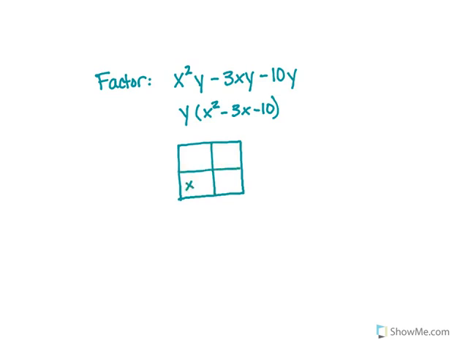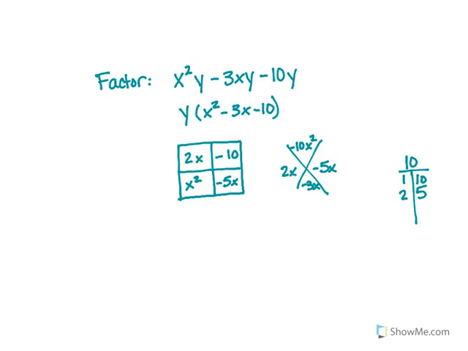Okay, so I have my box, I have my first term, my last term, then I'm going to do my diamond, and I'm going to have negative 10x squared, negative 3x. If you don't know which ones to do right away, make sure you list your factors of 10. So we have 1 and 10, 2 and 5, and we can see that we're going to have a negative 5x and a 2x. So 2x minus 5x is negative 3x. 2x times negative 5x is negative 10x squared. So I have negative 5x and 2x.